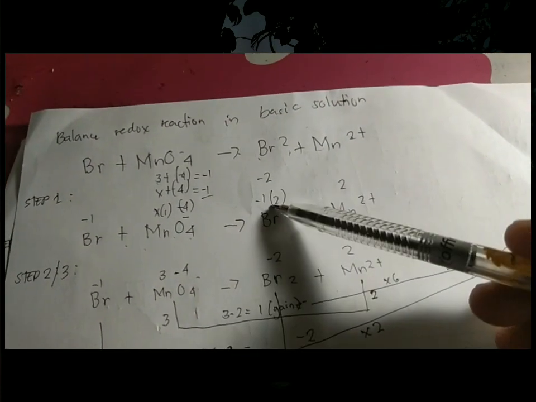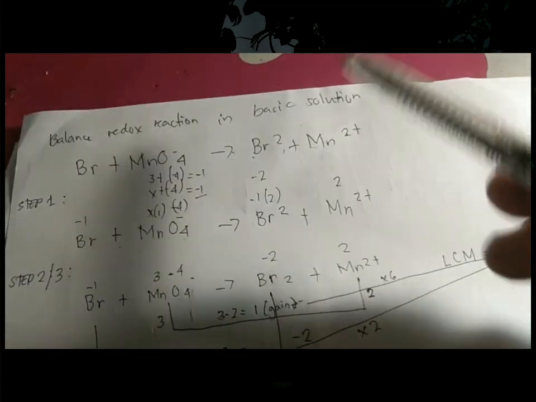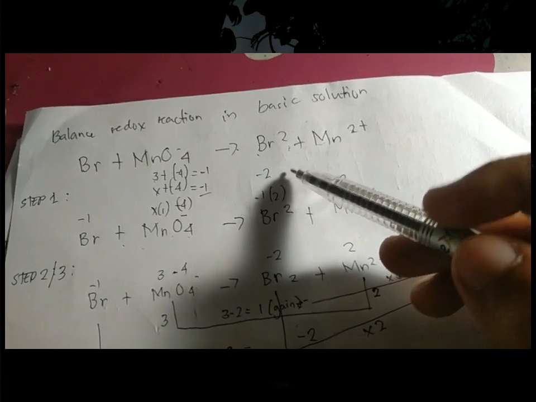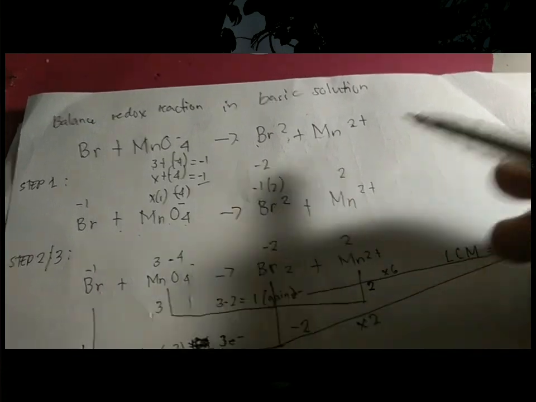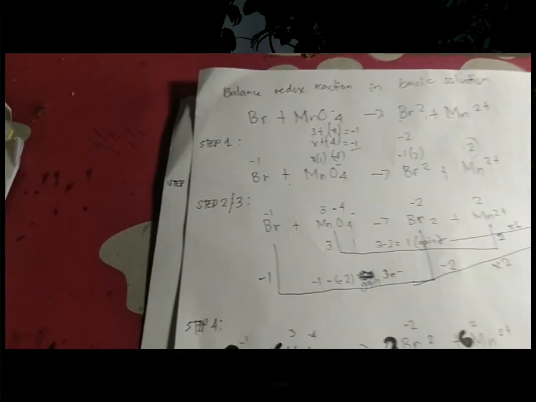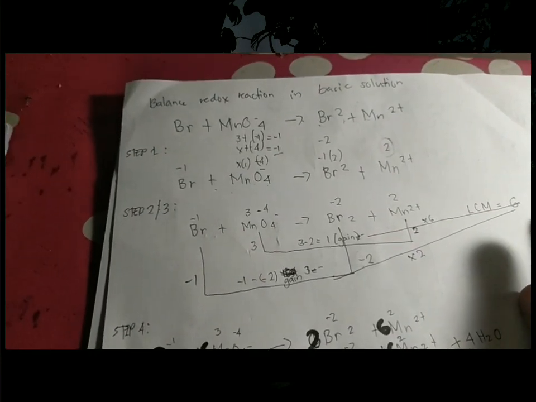So here in bromine, we have 2 times negative 1. So negative 1 times 2 is negative 2. So here in manganese, it is understood that this has 2. So we proceed to step 2. Step 2, identify the half reaction or redox reaction by using an arrow.